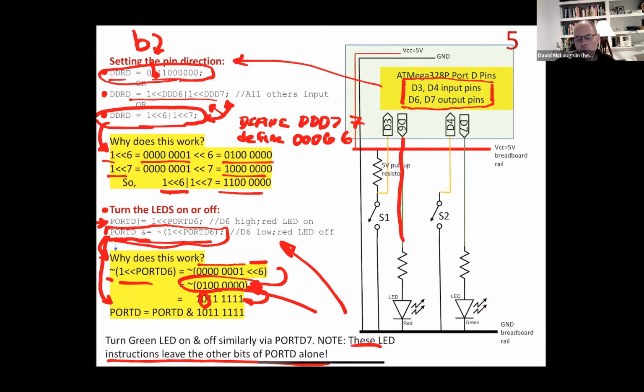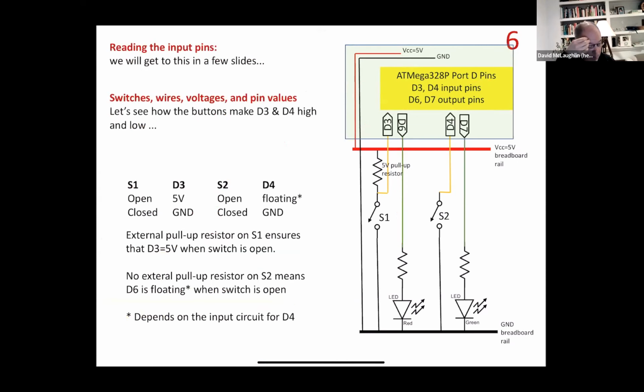Okay. So we've looked at how to set the pin direction and how to turn the LEDs on and off. Now, reading the input pins, we're going to get to that in a few slides. But before we do, I want to go back and look at the hardware. We'll make sure we understand the hardware and the switches, and then we'll look at how to write code to read those input pins.